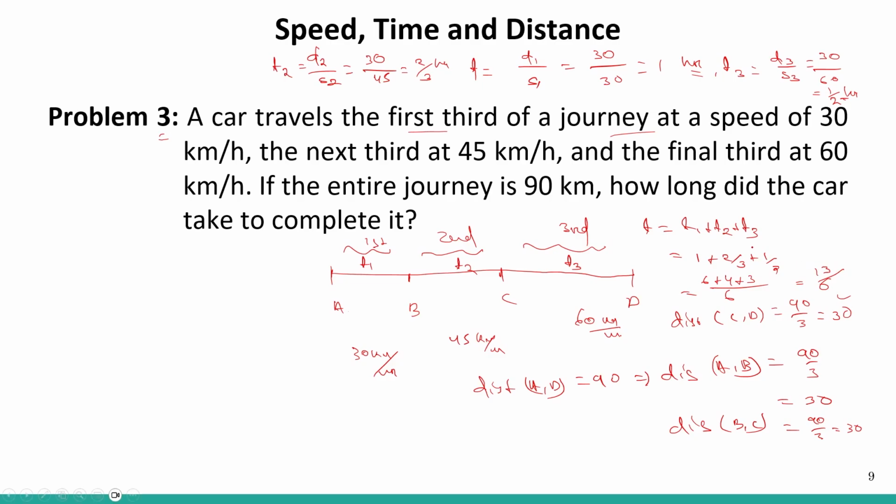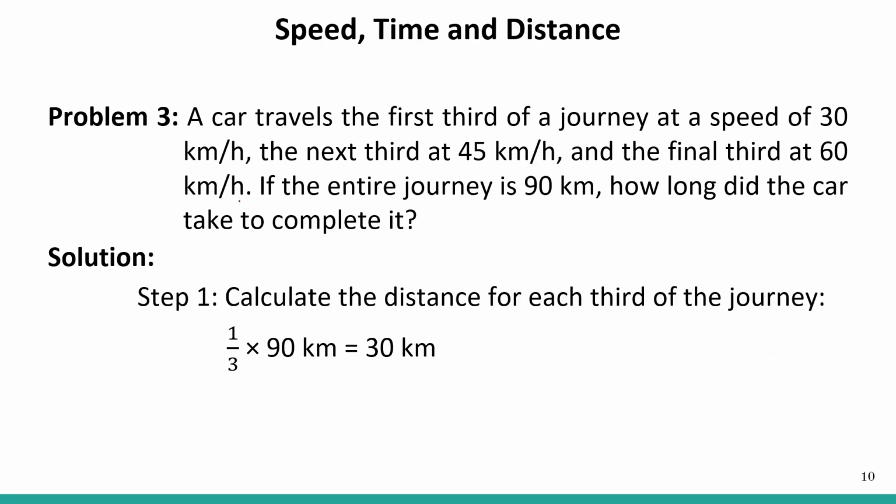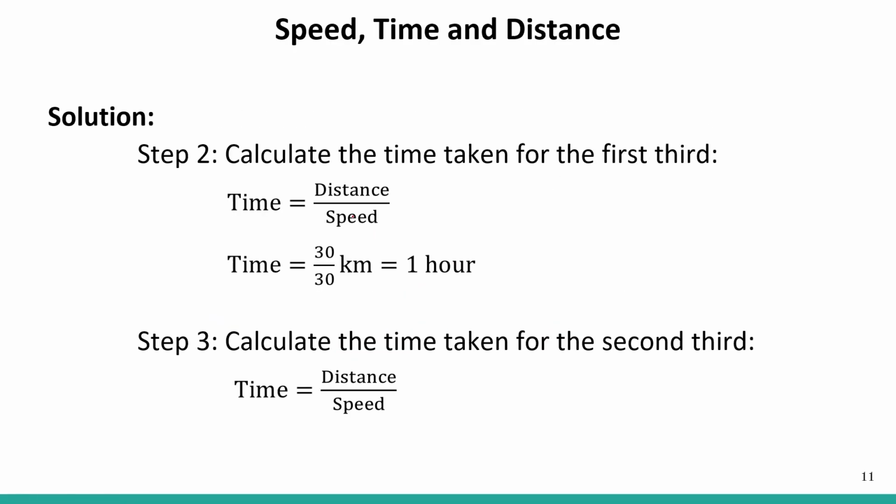Okay. So let's see the step-by-step solution. Step 1 says to calculate the distance for each third of the journey. So 1/3 of 90 is equal to 30 kilometers. Then the time taken for the first third: T1 is equal to D1 by S1, right? So time is equal to 30 by 30, which is 1 hour.